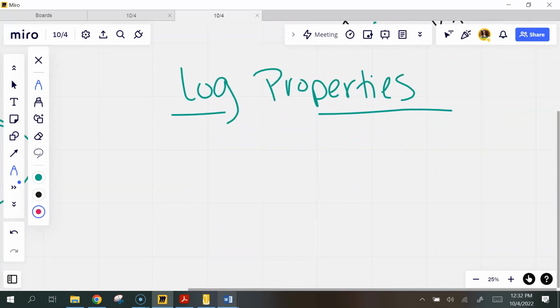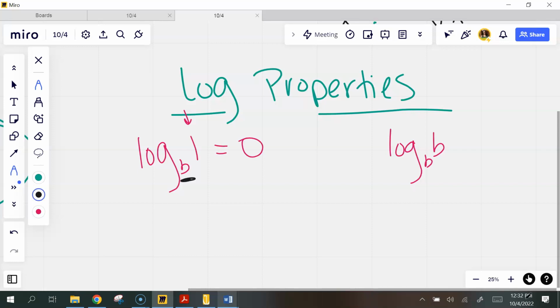Okay, let's talk about log properties. First one, our basic properties here, you have 2 of them. You have one that says log base b of 1, and then you have another that's log base b of b. So if this value is ever 1, what does this always equal? 0. Why is it 0? That's exactly right. Anything raised to the 0 power always gives you 1, with the exception of 0.